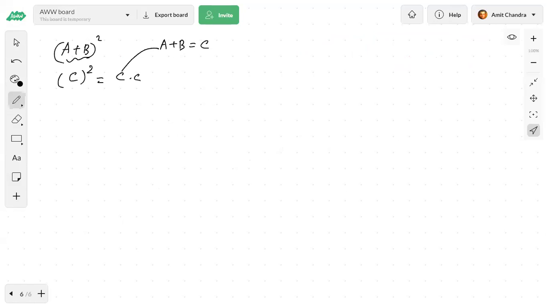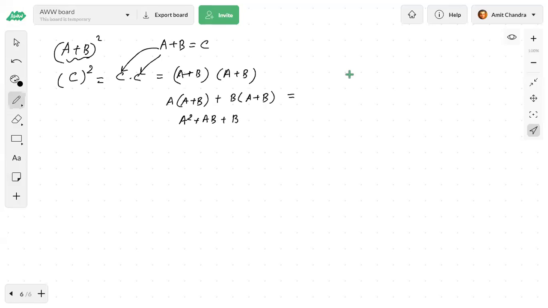Now if I replace the value of C with A plus B, this will simply give me A plus B into A plus B. If I multiply this, this will become A into A plus B plus B into A plus B. Now this is A square plus AB plus BA plus B square.